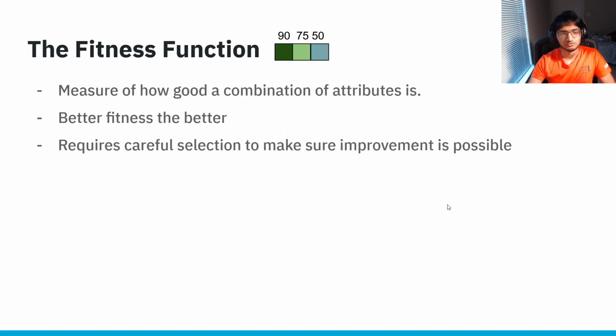So what is the fitness function? What is it in essence? It's basically a measure of how good a combination of attributes are. So in our square example, it was a measure of how good RGB is. And the better the fitness, the better it is, and requires careful selection, however, to make sure improvement is possible. If you pick a bad fitness function, you sometimes end up with populations or generations that don't improve and instead might stagnate or actually fall back. So you have to be a little careful. It's not too hard to pick a good fitness function, but you have to make sure you're not picking just some random number. That's not how it works.